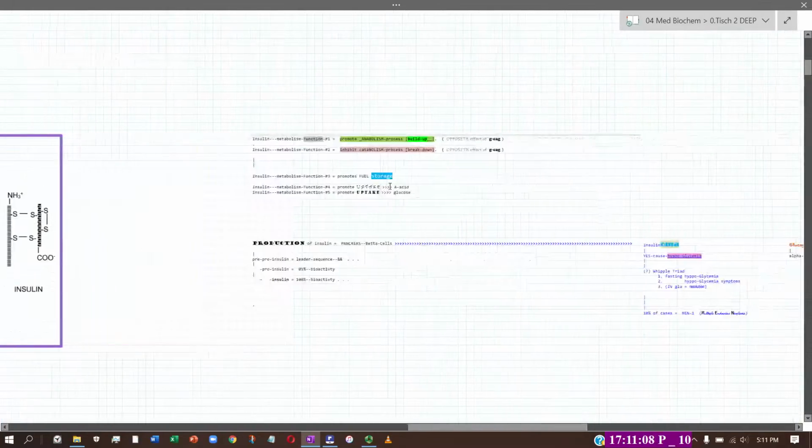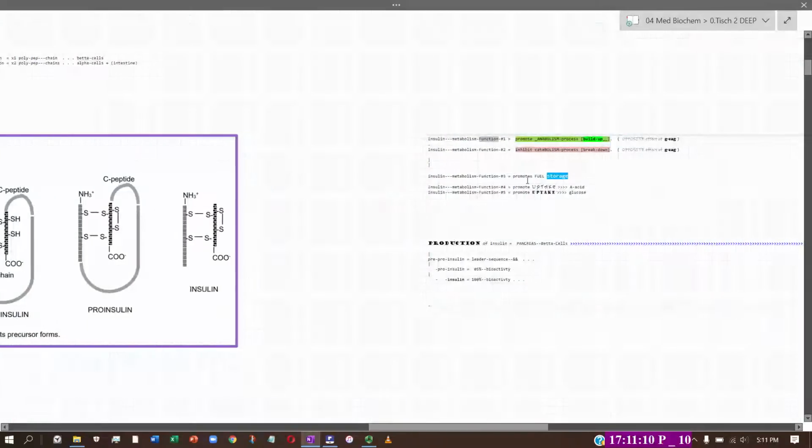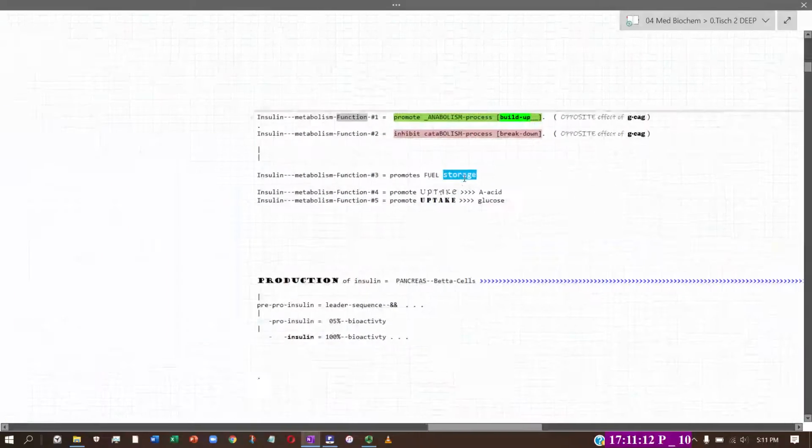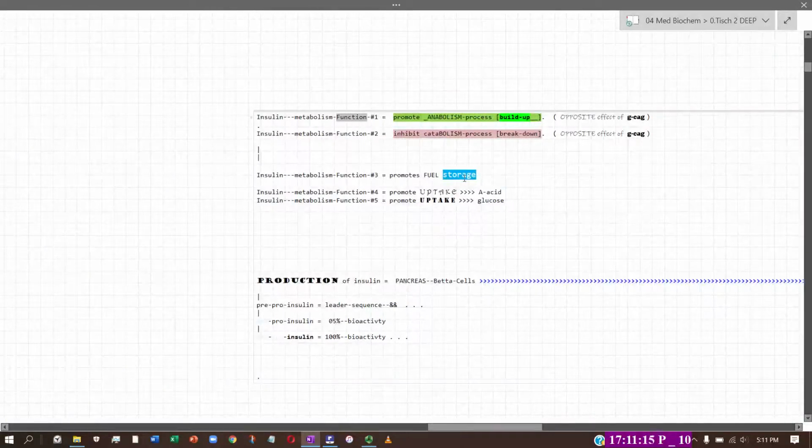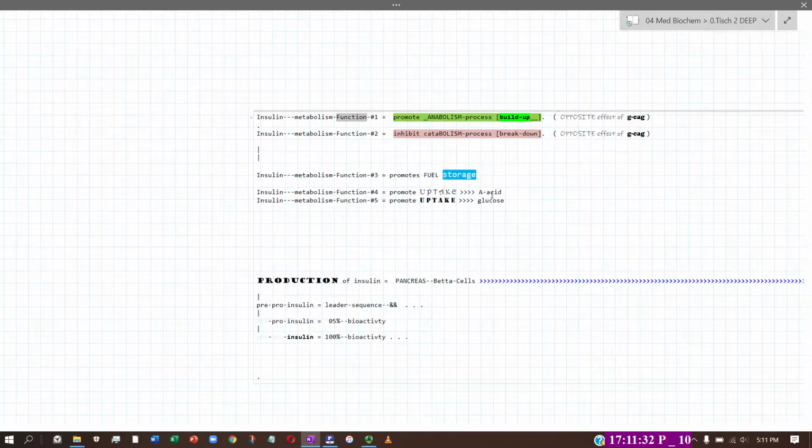So all of this is still relevant to figure 1. There's more details about insulin metabolism. Okay, so there's a third function: it promotes the storage of fuel. Function number 4 is that it promotes the uptake of amino acids, A acid, on the cells. And also function number 5, there's another promotion of uptake, but in this case it's the uptake of glucose.